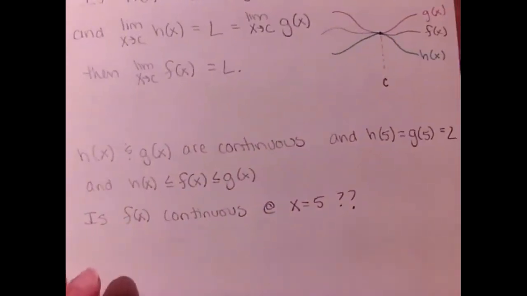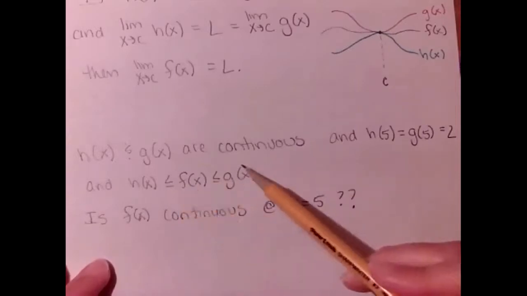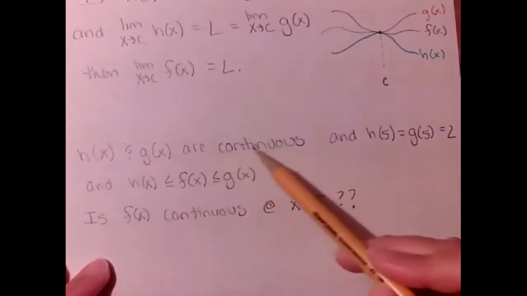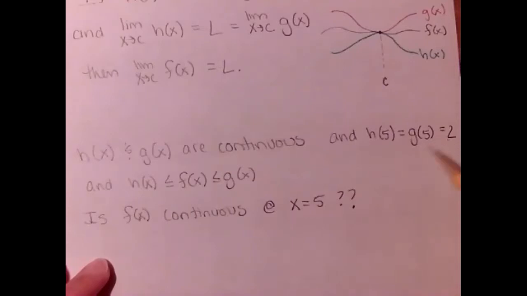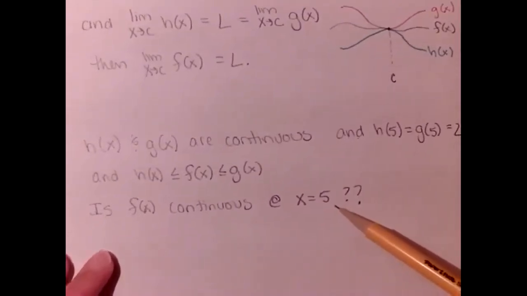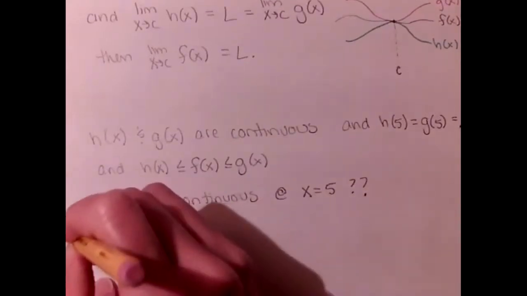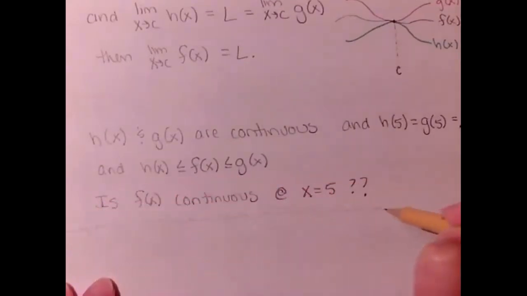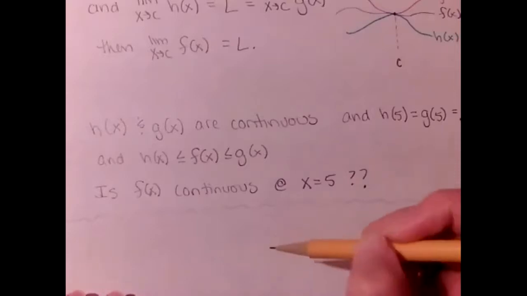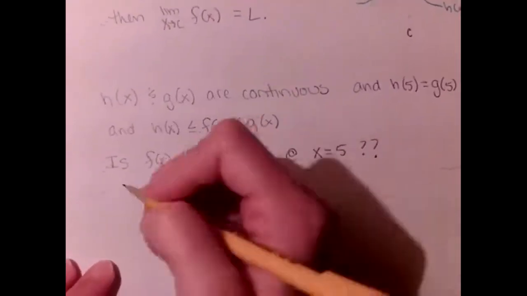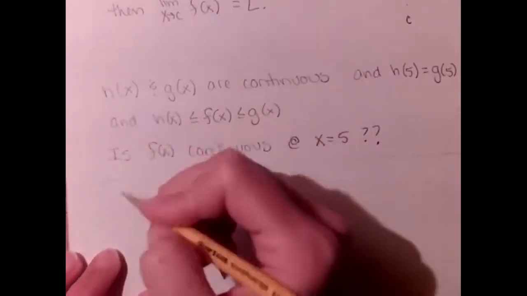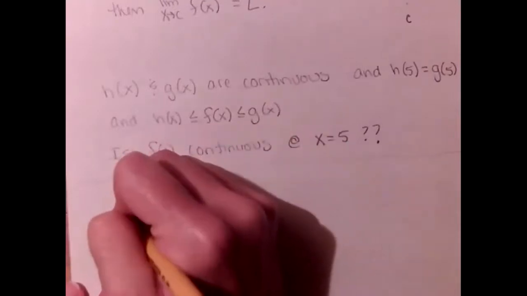The answer is going to be yes. If f of x is squeezed in between these two and they're both continuous and they have a point at (5, 2), then f of x is also going to have a point at (5, 2). It's just quite a bit of writing to explain this. And again, it's not like a difficult concept, it's just a lot of notation. So here's what you would have to write. And you kind of need to view this as like essay writing here. I realize it's math class, but here we go.